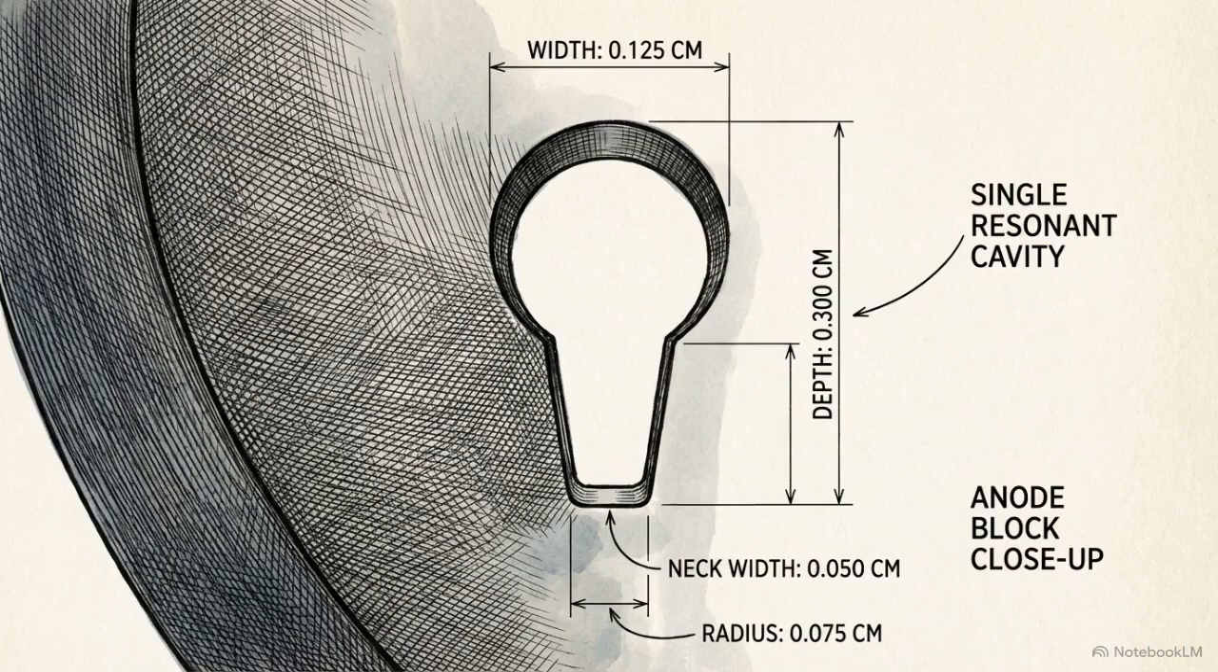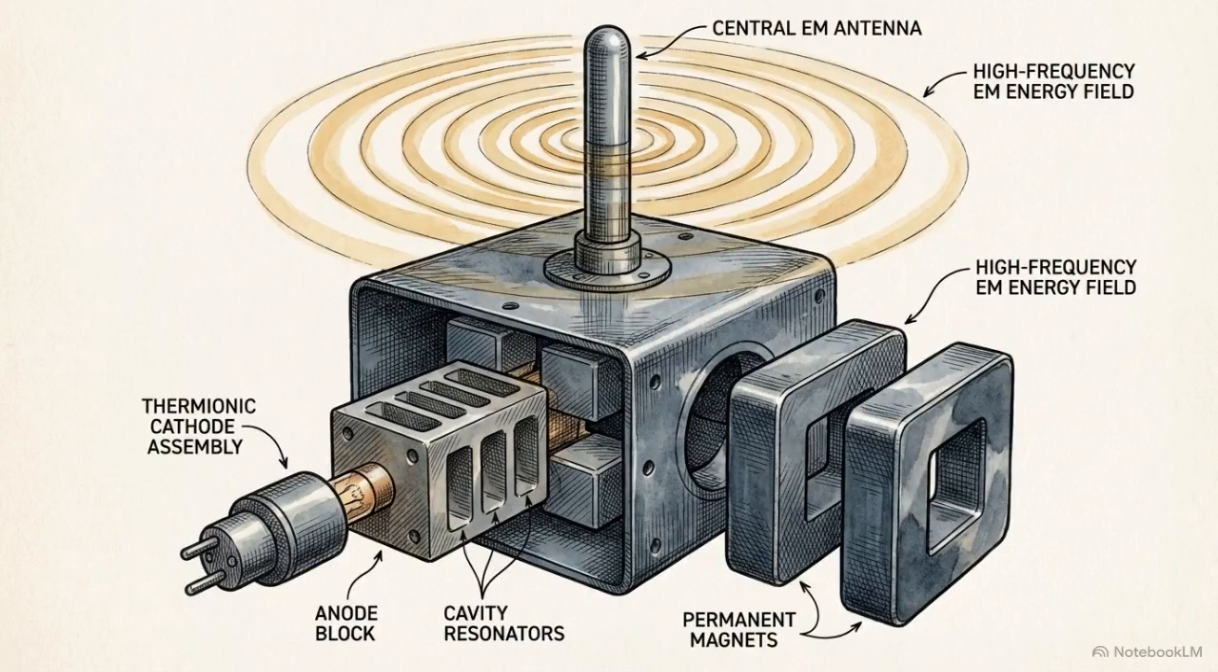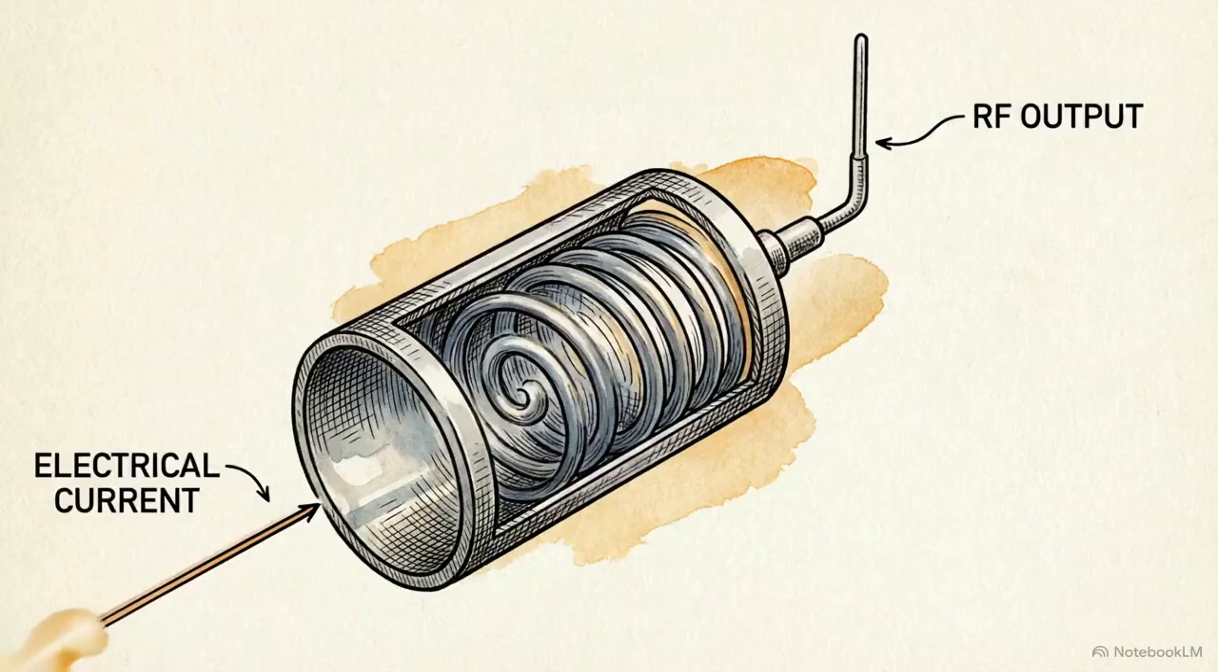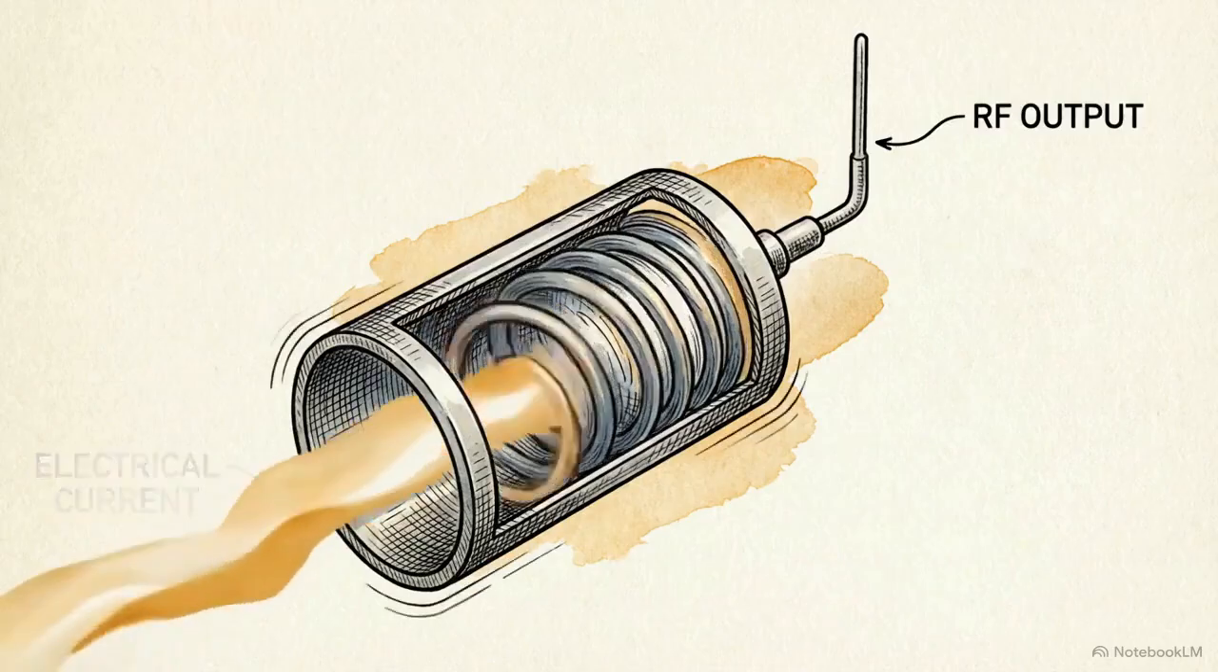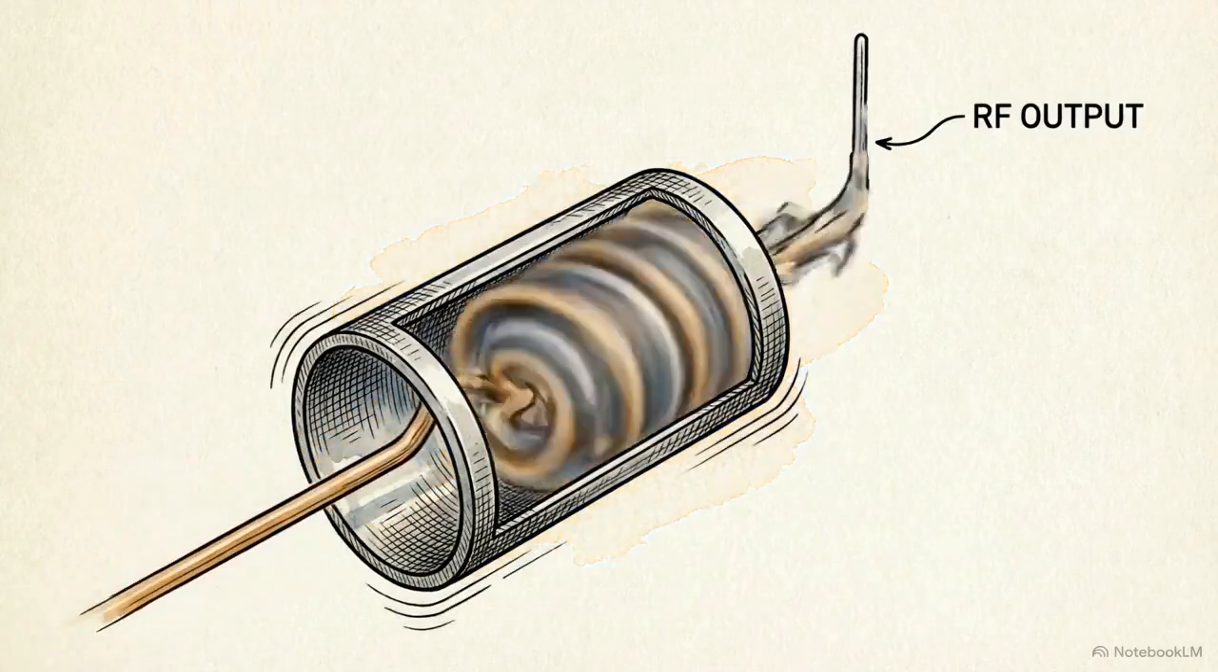The physical dimensions of these cavities dictate the resonance. They are mathematically tuned to oscillate at exactly 2.4 gigahertz, generating electromagnetic energy that is then extracted from the tube via an antenna. The magnetron uses the Lorentz force to manipulate the orbital mechanics of electrons, translating a straight electrical current into high-frequency microwaves.